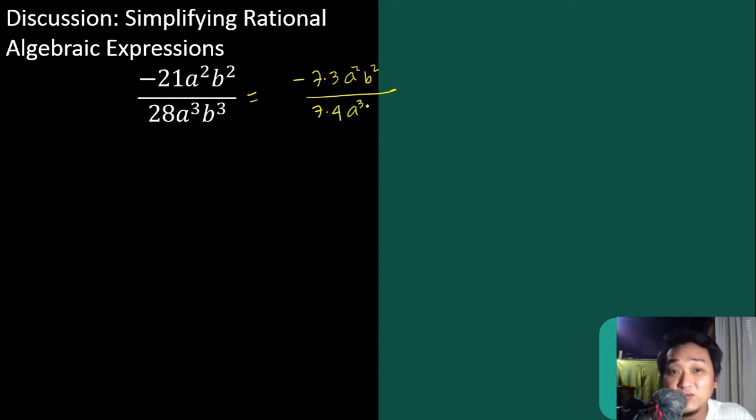A cube b cube. Wag na po nating i-prime factor yung a squared b squared kasi sinusubtract lang naman po yan, di ba? Mamaya tuturuan ko kayo ng technique. May mas madaling paraan kung paano sila evaluate, especially for rational algebraic expression. For the meantime, let us divide, cancel out those common factors, especially on the numbers. Negative divided by positive is negative.